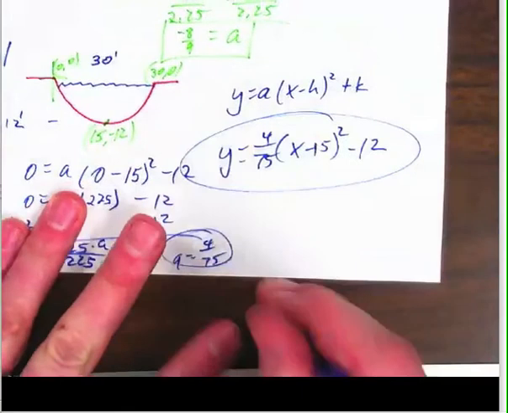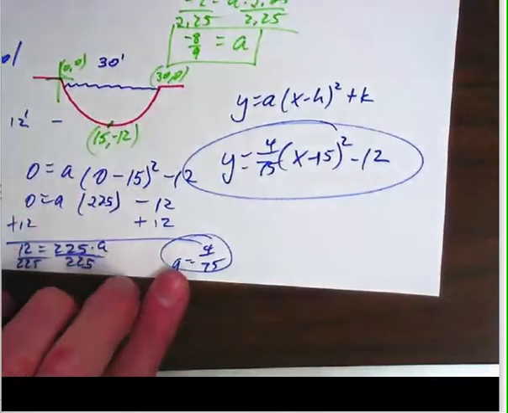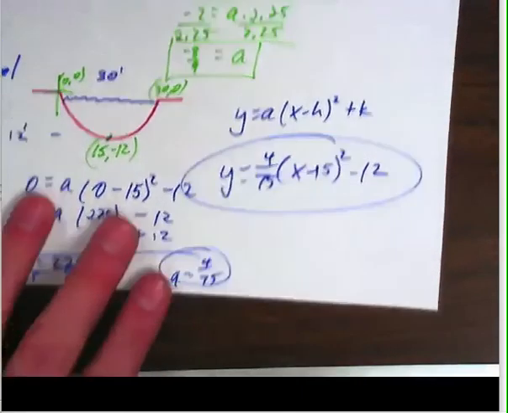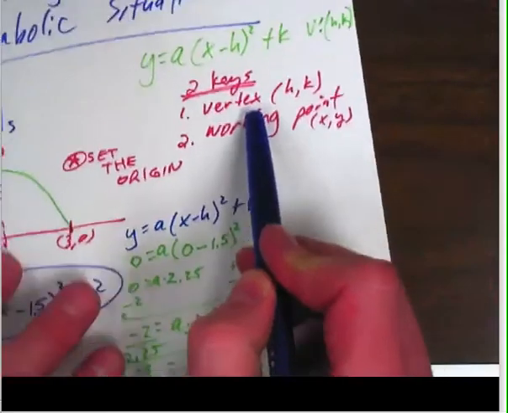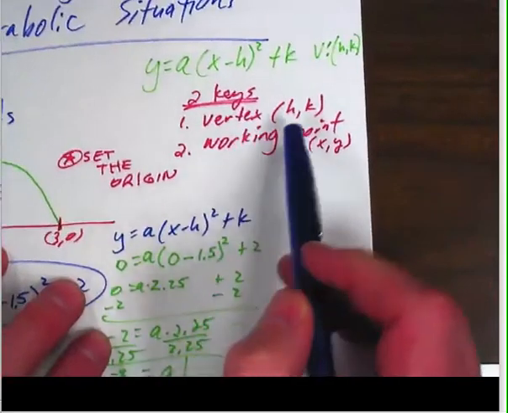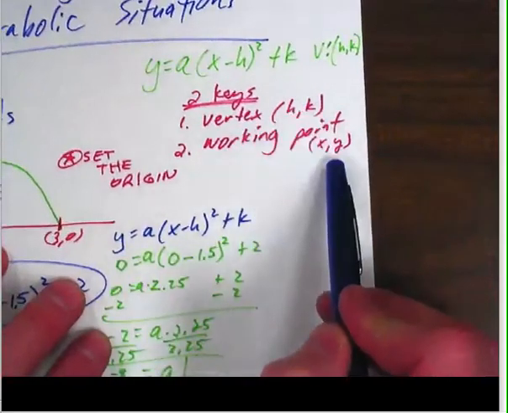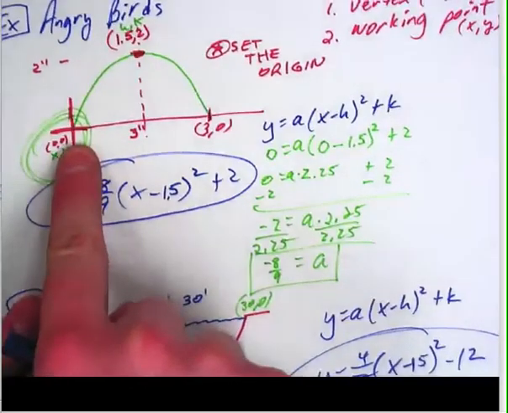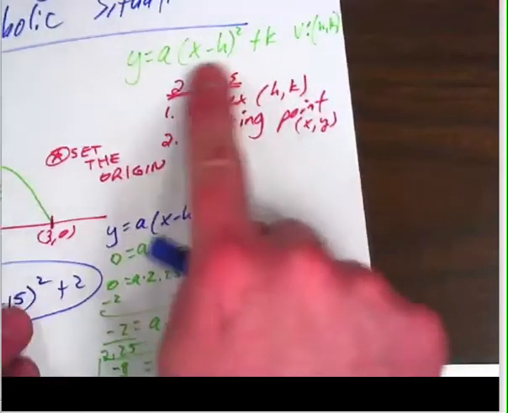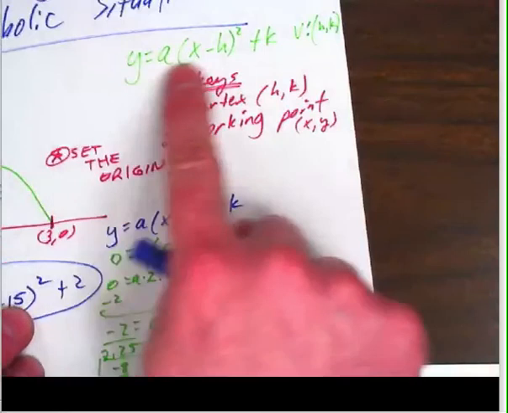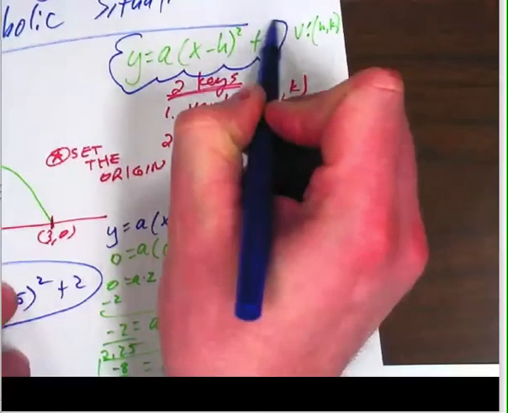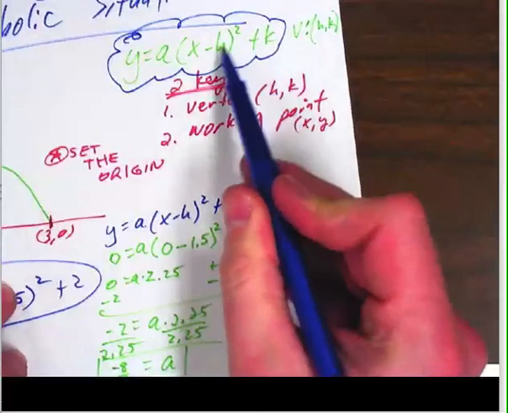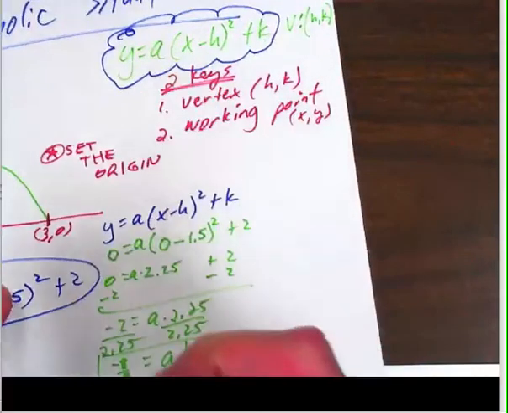Hopefully now you're seeing that what it takes to really get this down is looking for your vertex and your working point, because if you can plug in a vertex and a working point on your parabola and you get to set the origin, meaning you can put your 0, 0 wherever you want it, then you can use those values to plug into this equation right here, and when you're done you end up with an equation in this form, based off of your vertex h and k and your working point, your x and y.